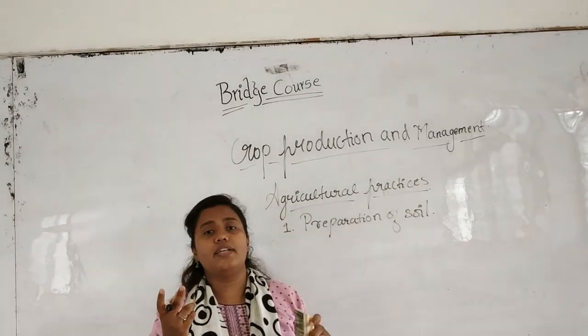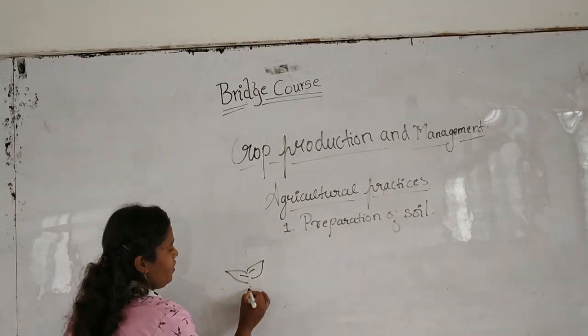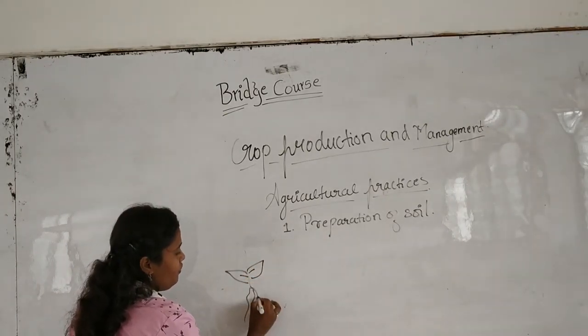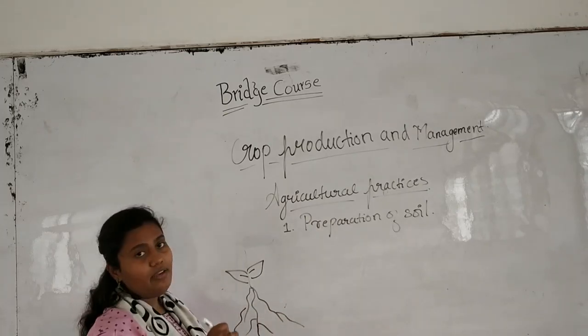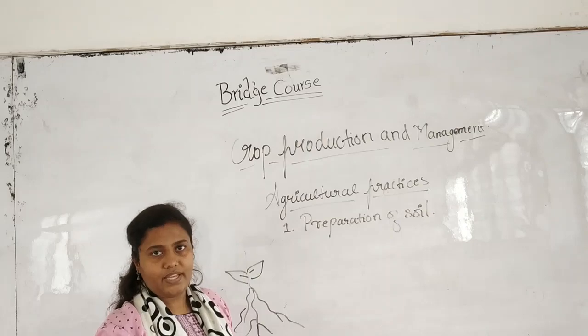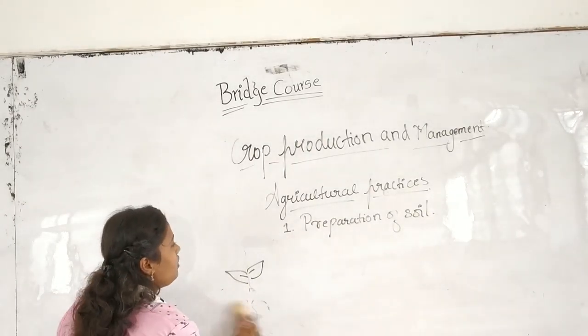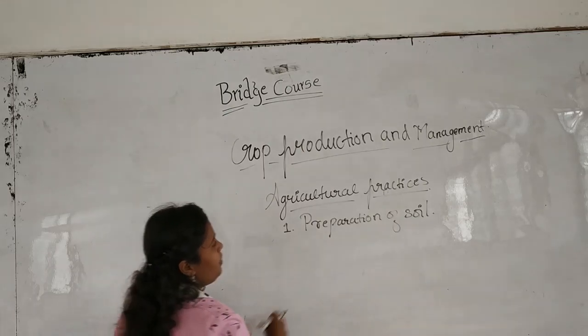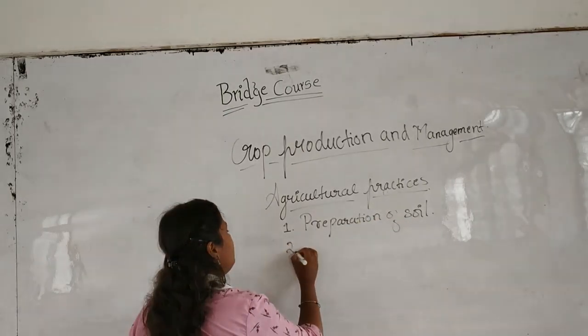And the third reason is that there are plants in your topsoil surface. Then the roots of the plants can penetrate deep into the soil if the digging process takes place properly, correct? Or loosening of the soil takes place properly. So we require the first process, that is preparation of the soil by this method. The second is sowing.